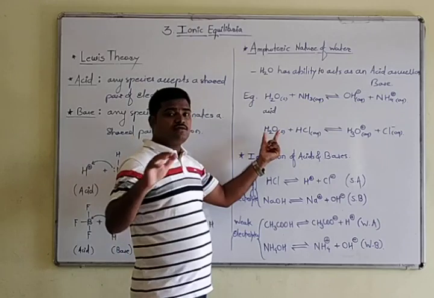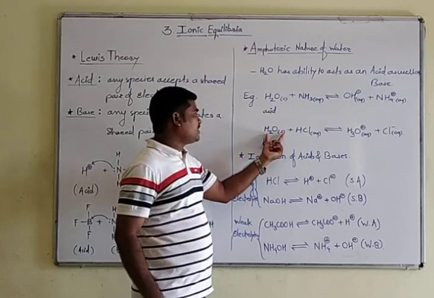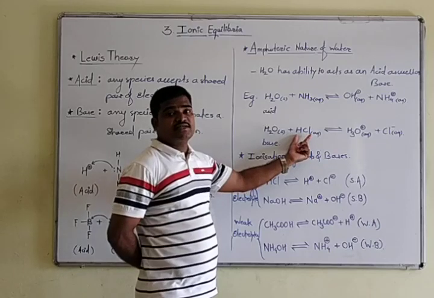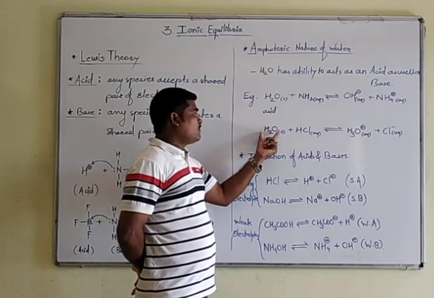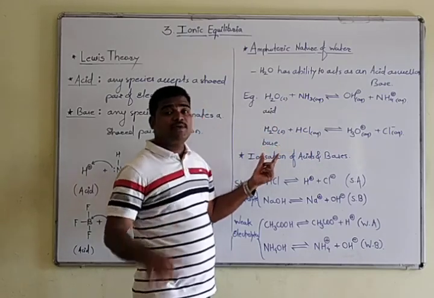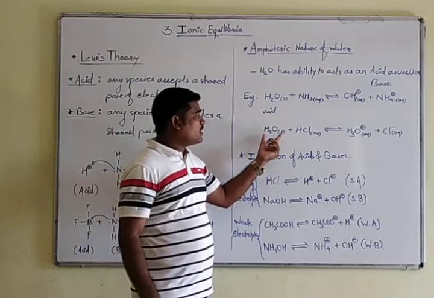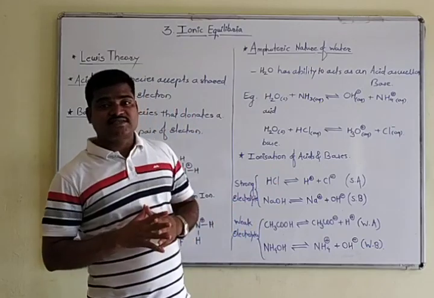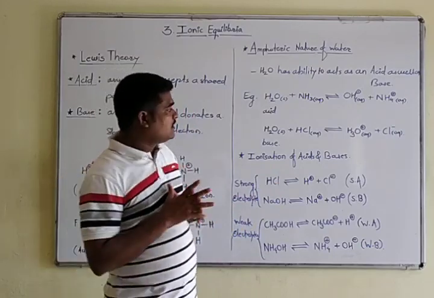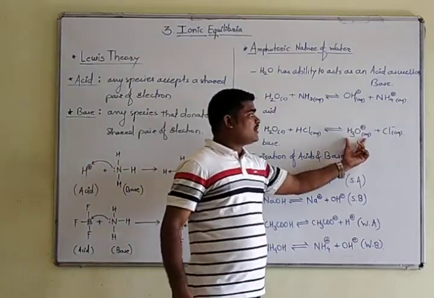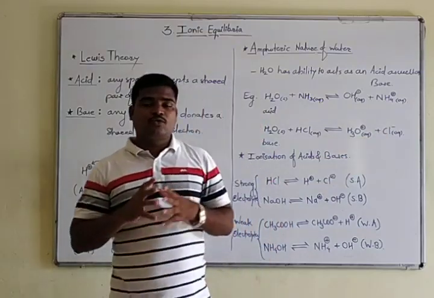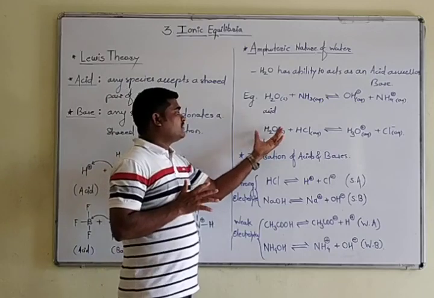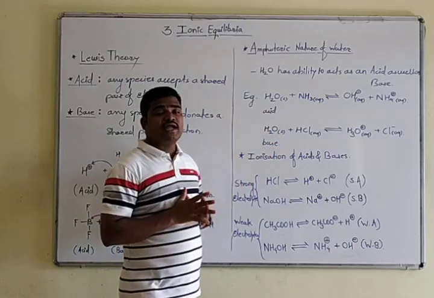But in the next example, we have taken water along with an acid, that is HCl. Therefore, water acts as a base. Now, why does it act as a base? Because it is in contact with a strong acid. Here, look, a hydronium ion is formed along with a chloride ion. So in this example, we can say that water acts as a base.